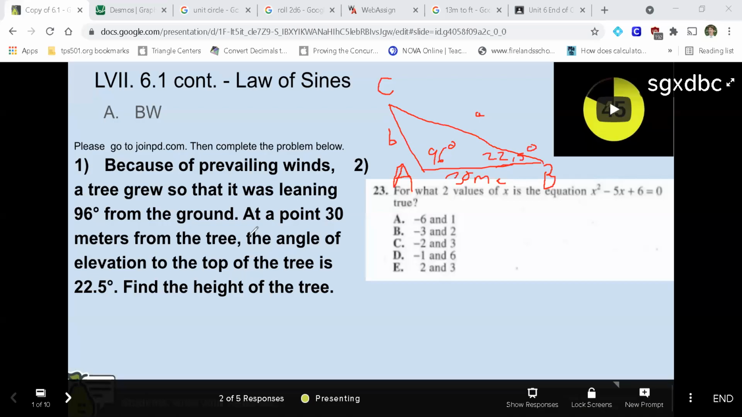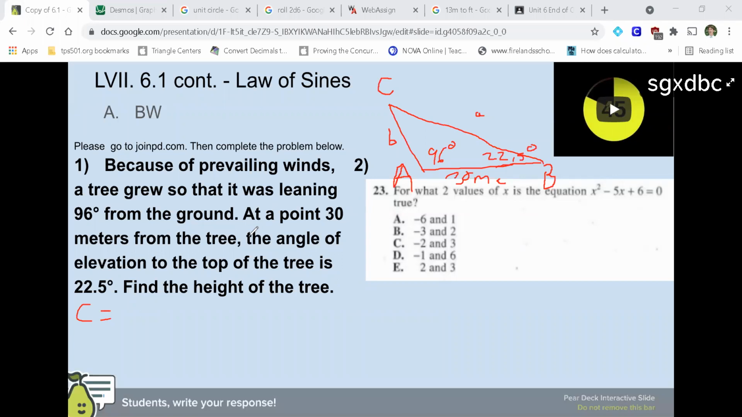All right, first thing we always have to find is the other angle C. How do we find out what angle C is? Yeah, 180 minus the other angles. Whatever's left over, that's what C has to be. So if you do that, boom, you get 61.5 degrees.